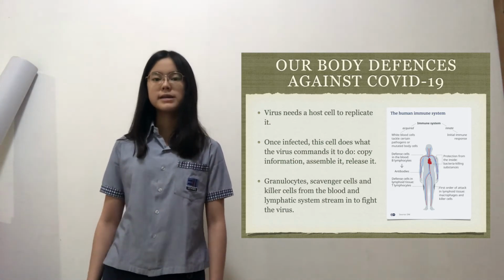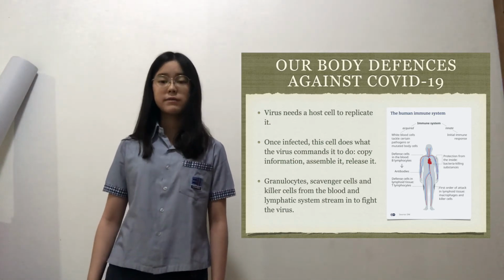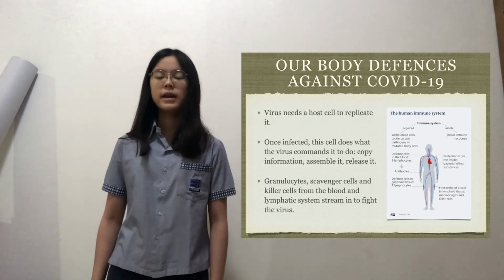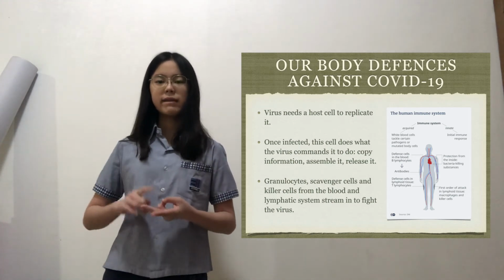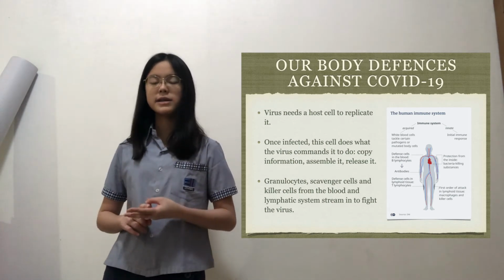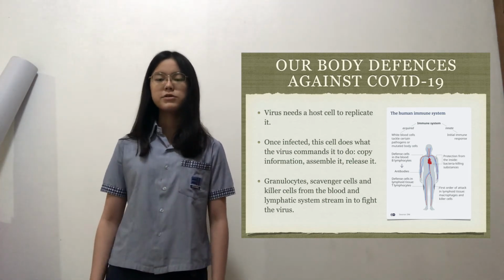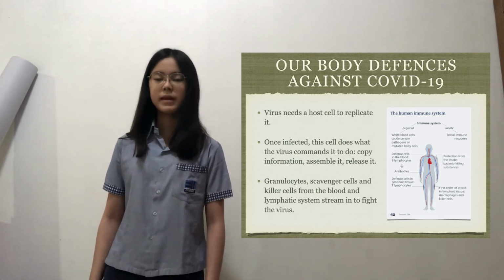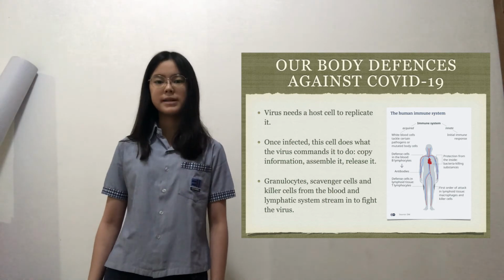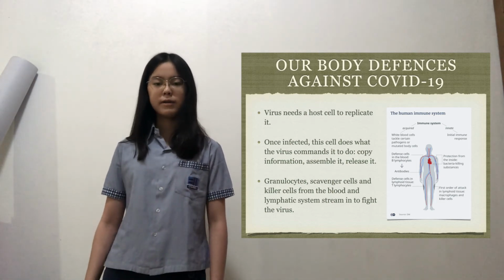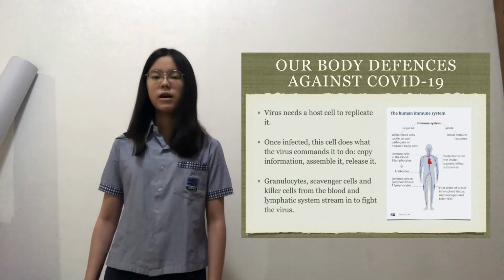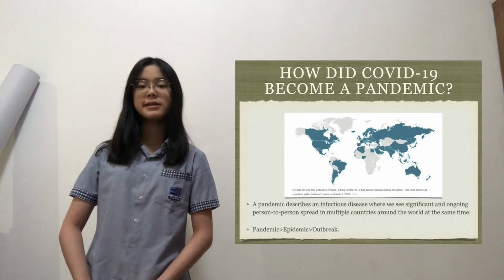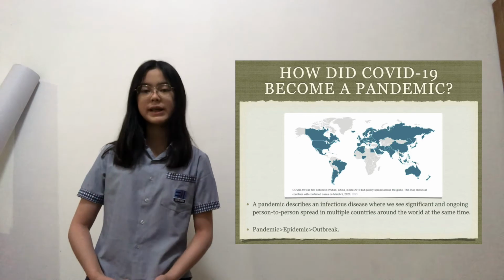Within a few minutes, the body's immune system intervenes with the innate response. The granulocytes, the scavenger cells, and the killer cells in the blood and lymphatic system stream in to fight the virus. They are supported by numerous plasma proteins, which either help to act as messengers or help to destroy the virus.